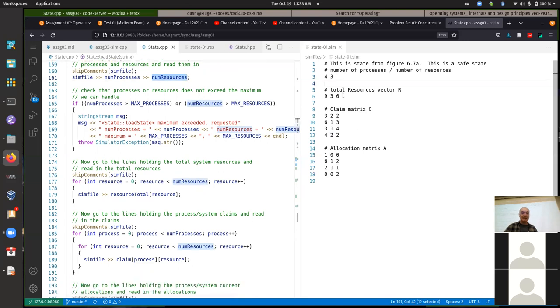Then we expect the next non-comment line to be our total R, resource vector. You'll notice that's just a regular, non-nested loop that expects the next number-of-resources values to be the total resources for resource zero, resource one, resource two. We have a loop that reads in the next line, which is expected to have the total resources, and the first goes into the resource total at index zero. So you'll get 9 at index zero, and 3 at index one for resource total. You can think of this as the R vector: R zero is 9, that's the total resources of resource zero, R one is 3, and R two is 6.